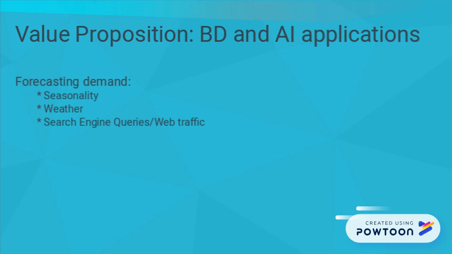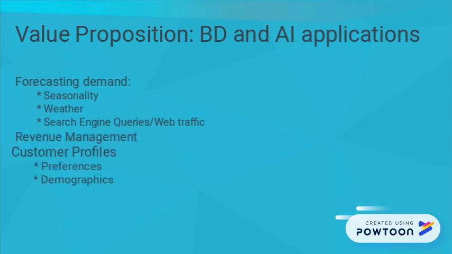Search queries and web traffic can also predict demand. By analyzing the amount of times a website is visited, firms can predict demand as more visits are correlated with more bookings. Lastly, big data can also be used to analyze customer profiles and predict their behaviors based on preferences and demographics. All of this combined leads to hotels using big data to guide strategic decisions to lower costs and increase revenues.